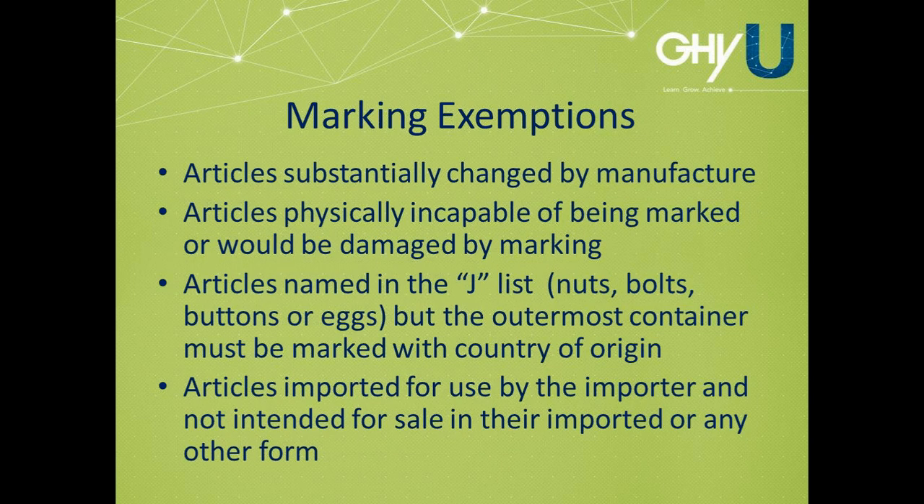Marking exemptions. In certain circumstances, customs is authorized to exempt certain articles from the country of origin marking requirements. The most significant of these exemptions are the goods that are for further manufacturing, goods that are provided for on the J list, and goods that are for the consignee's own use and not intended for sale. The outermost container is required to be marked even if the items themselves are exempt from marking.